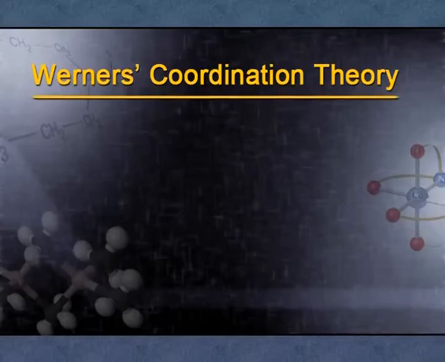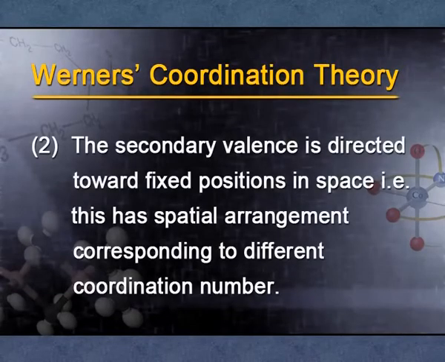Now, secondary valencies can be satisfied by anions, neutral molecules or cations. In modern terminology, secondary valencies correspond to the coordination number of the central metal ion. If you know the coordination number, you can easily say the number of secondary valencies. For example, Cu(NH3)6 means the secondary valencies are 6.